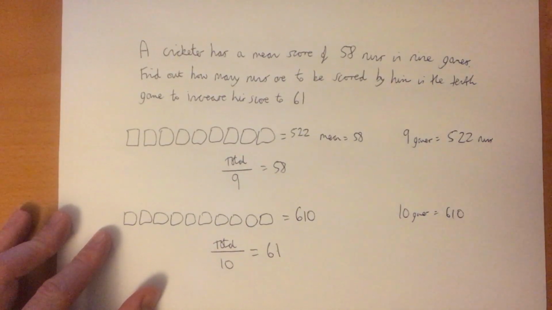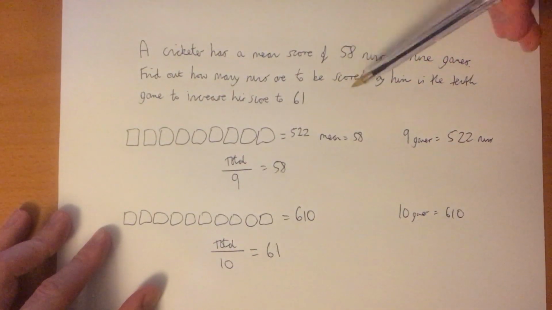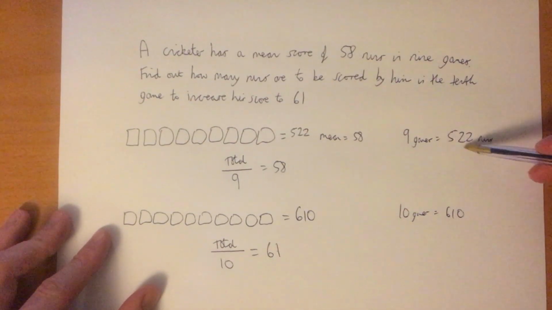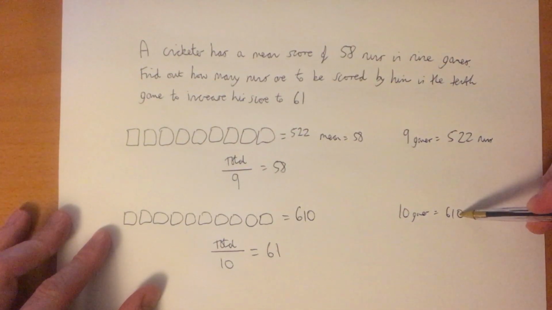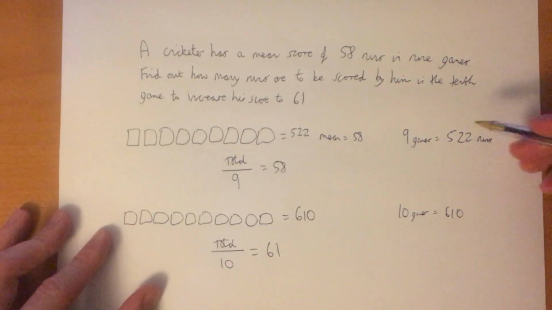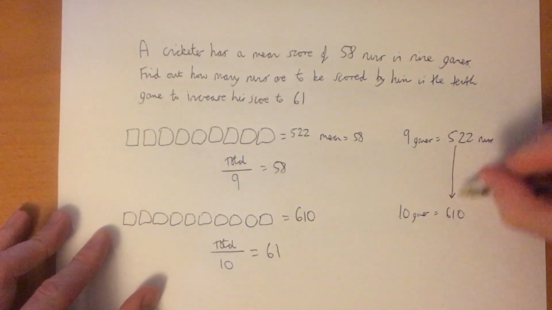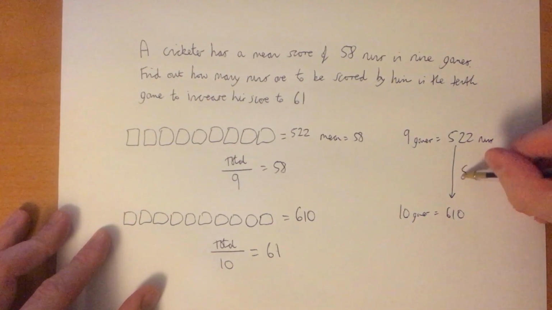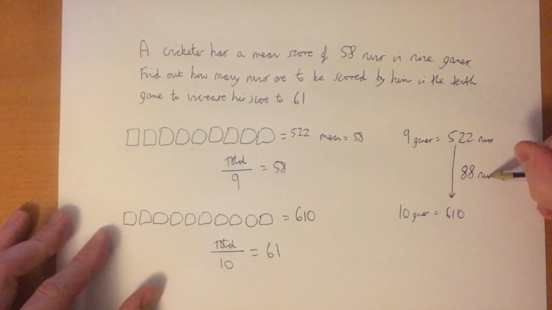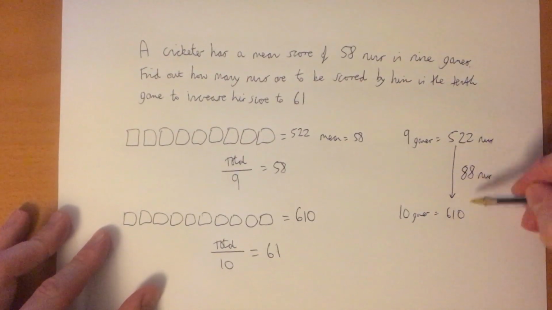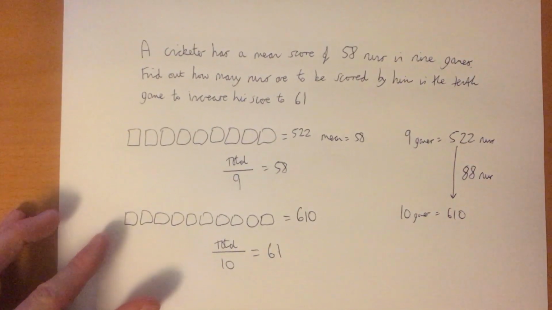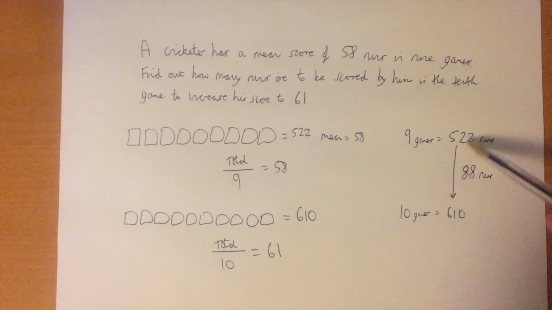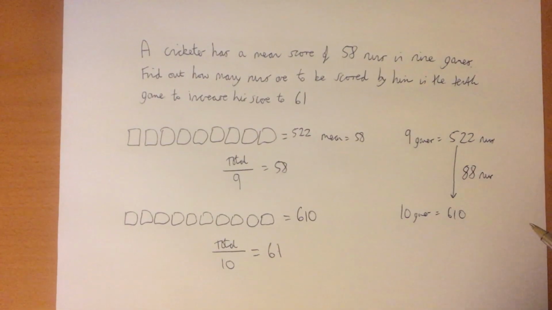So we basically are asking here, how many runs does he need to score in the next game to get him to that? Well, right now he's on 522 and we want to get him to 610. So we basically need to work out what the difference between these two are, because that will tell us what we need, which is going to be 88 runs. So therefore, because that, take away that, is 88. So look at how I've laid this out, look at how I worked it out, and see then how I worked out how many runs you'd need for the last part.